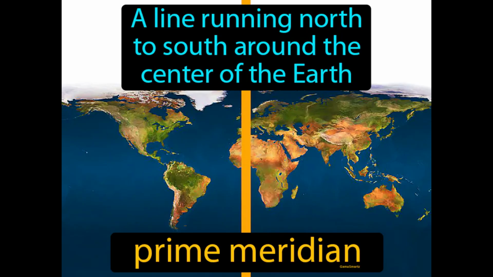A line running north to south around the center of the Earth. Prime meridian. The prime meridian is the imaginary line that divides the Earth into the eastern and western hemispheres.